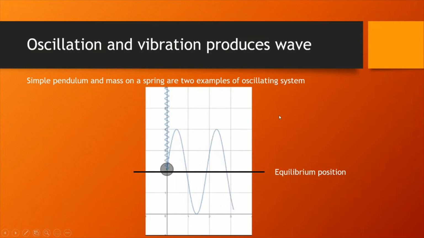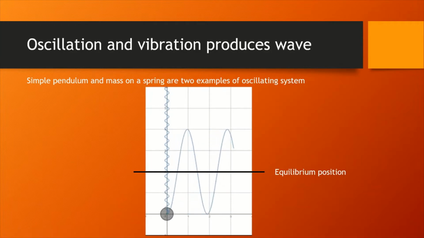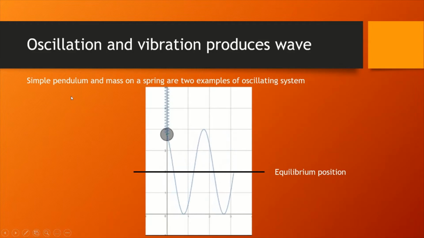As we have learned, when a system oscillates, a wave is produced. Two very simple examples of a system that produces a wave are the simple pendulum and the mass on a spring. Let's look at the mass on the spring. This is a spring and the mass is hung on it, and the spring is oscillating. Before we stretch the spring down, the original position here is called the equilibrium position.